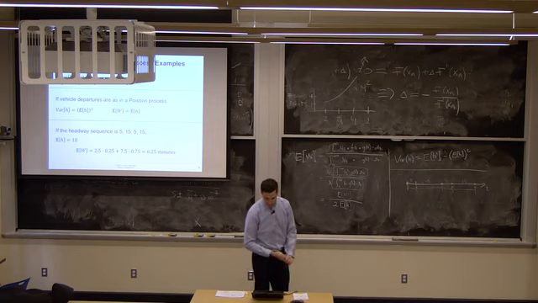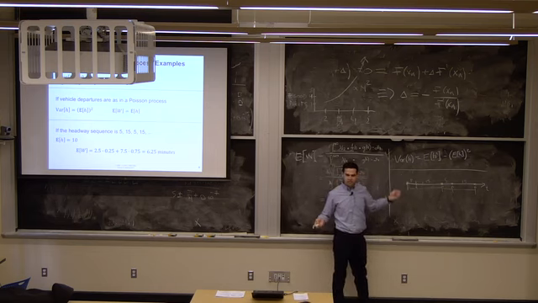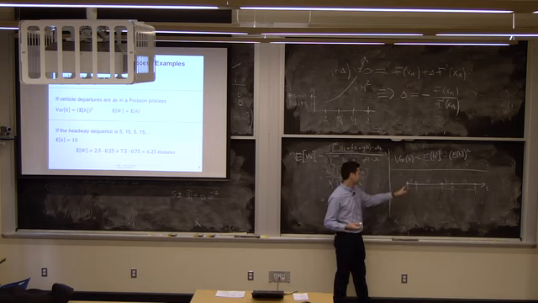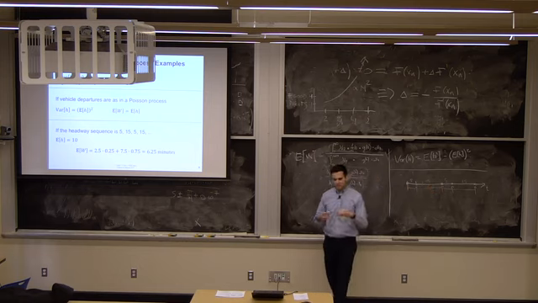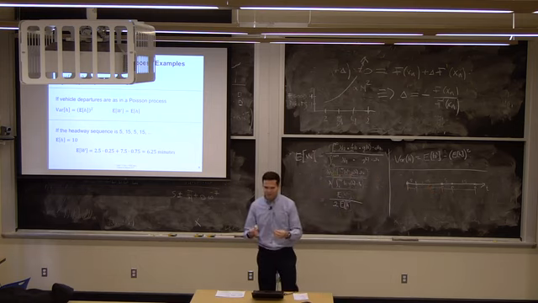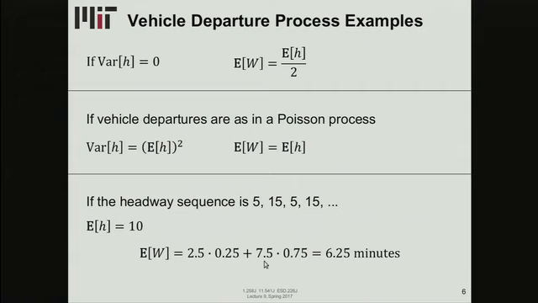So what you'll see is that the first thing is, if you were to arrive on a 5-minute headway, the average waiting time for you would be half of that 5-minute headway, right? 2.5 minutes. And if you arrive on a 15-minute headway, then your expected waiting time, given that you arrive on a 15-minute headway, is 7.5 minutes, right? So that's the 2.5 and the 7.5 in this equation.